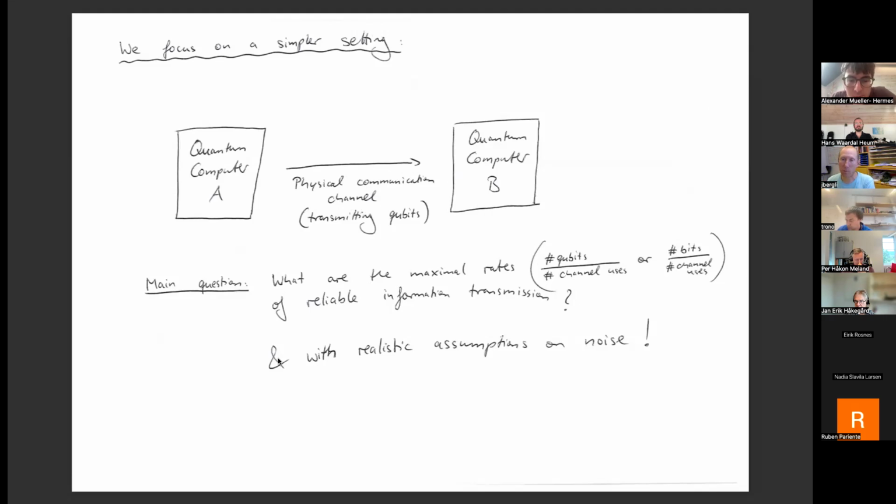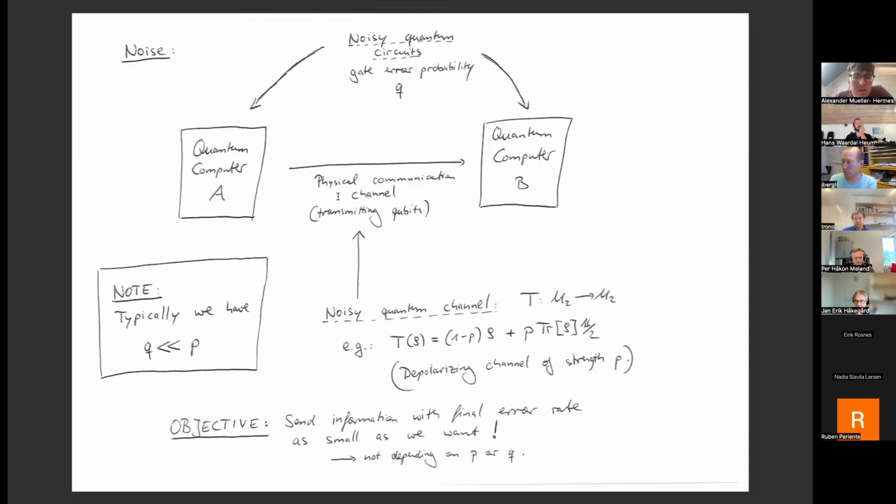What I want to consider now is a scenario where I have realistic assumptions, not only on the noise of this physical communication channel, but also on the noise affecting the quantum computers. Let me talk a bit about noise. There are usually two sources of noise in these settings. One is the physical communication channel, which is usually modeled as a noisy quantum channel, say a depolarizing channel of some strength P. The other source of noise in quantum computing is that the quantum circuits that you run have a certain gate error probability Q, by which your logic gates deviate from the ideal operation.